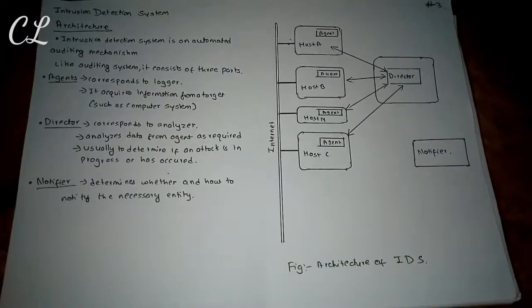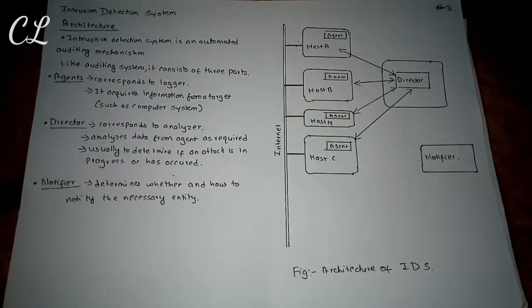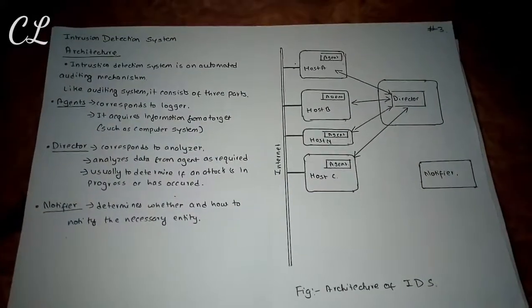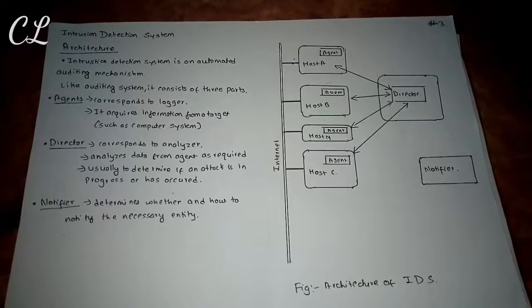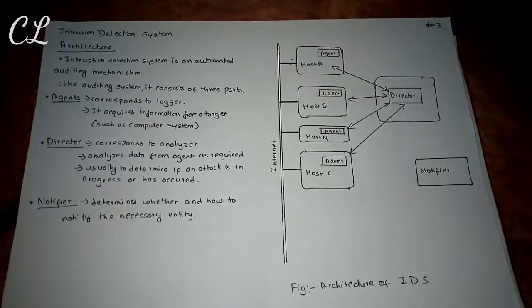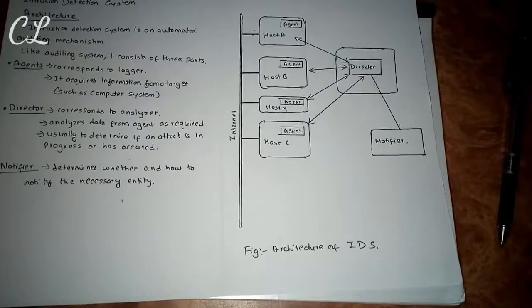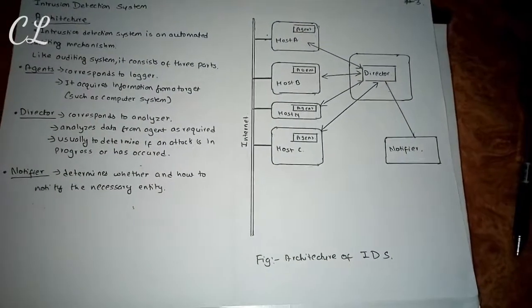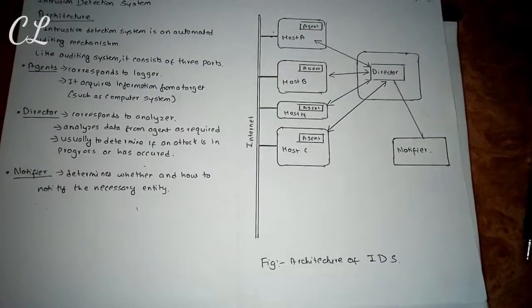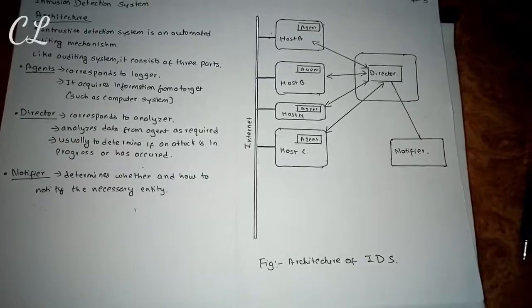The detector analyzes the data from the agent as required. It determines whether an attack is in progress or has occurred. The notifier then determines whether and how to notify the necessary information to the necessary entity.